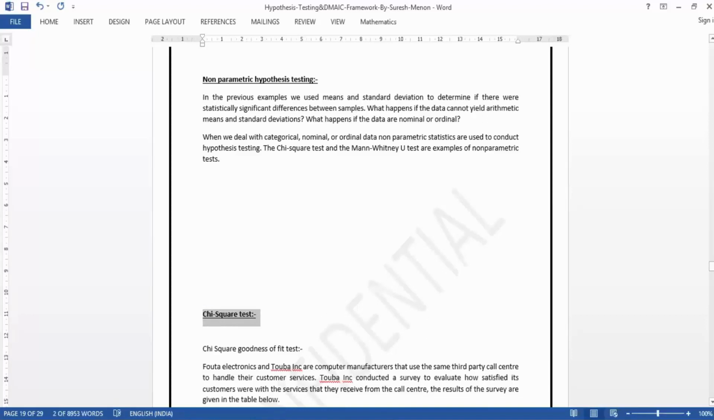From the examination point of view, I have given you some pointers from which you will be able to understand from the question paper which test has to be used. So the chi-square test is used in non-parametric hypothesis testing. Okay, is everybody clear?